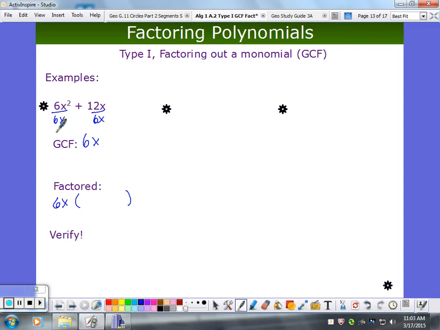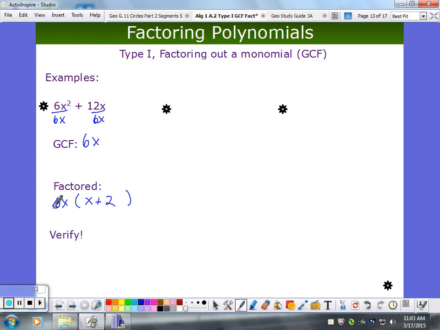What is 6x squared divided by 6x? The 6 cancels, and that's an x. What about 12x over 6x? The x's cancel out, and 12 over 6 is 2. You just factored your very first polynomial.